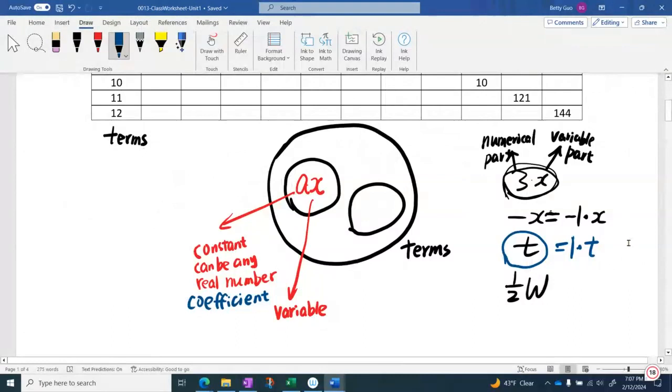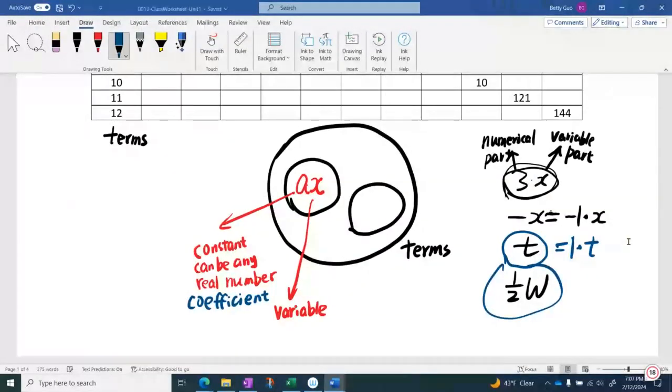All right, guys? Next, the last one. 1/2w. Help me to determine, is 1/2w a term? If it is a term, what's the coefficient? What is the variable part?